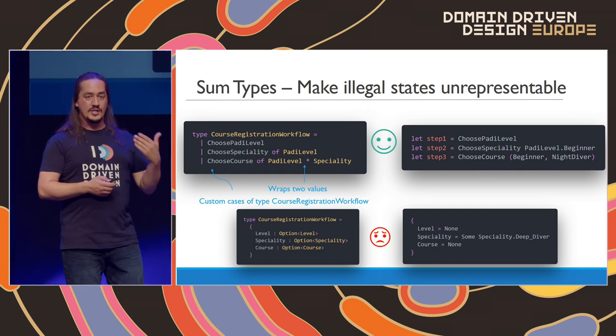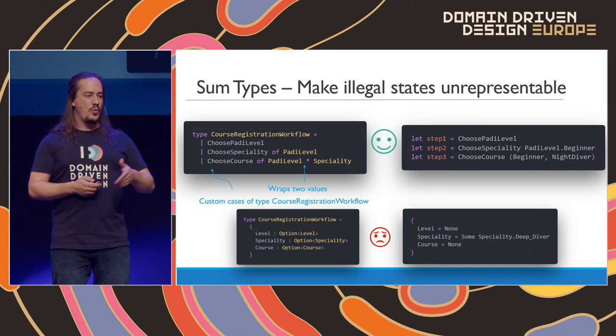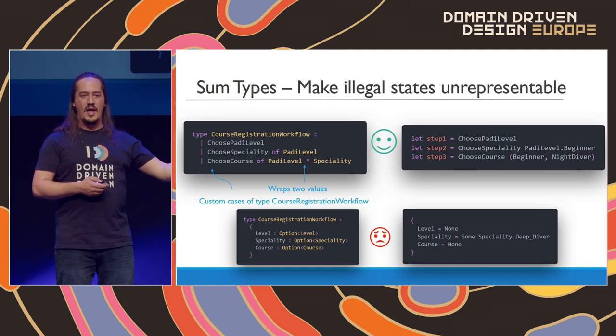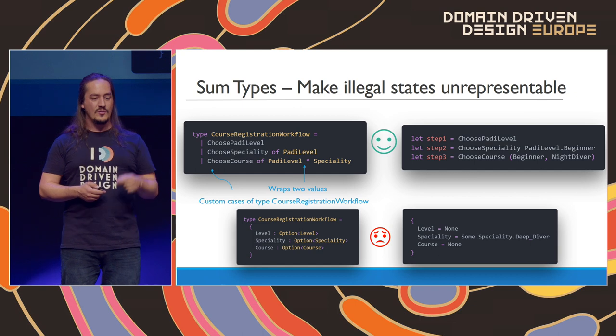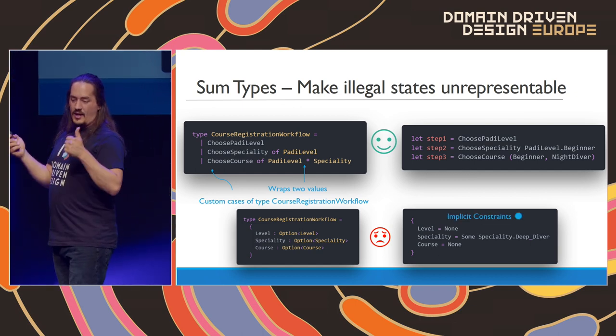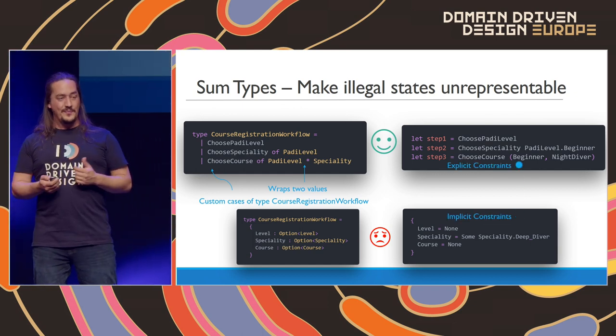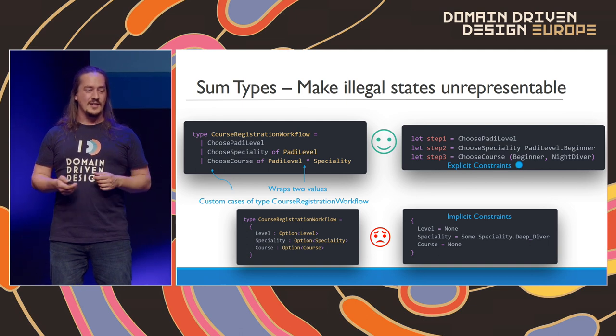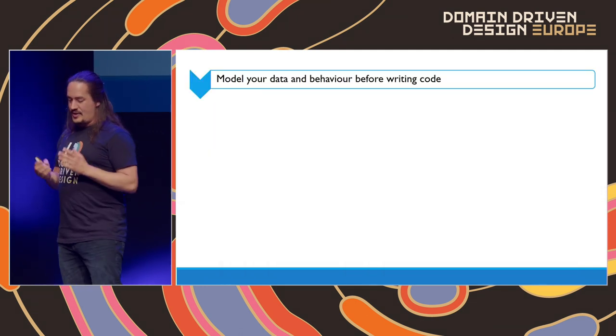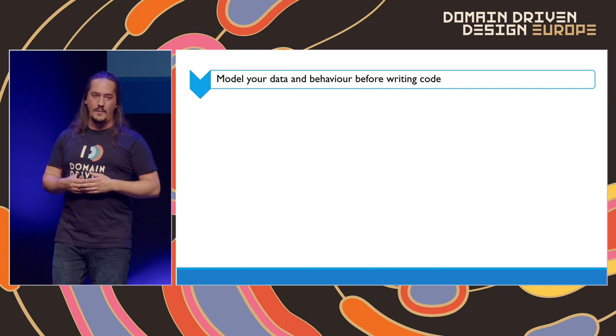So defining your steps even as types makes your workflow be an explicit type system, and then your type system works for you. It protects you from yourself. Instead of implicit constraints, we now have explicit constraints, which again is kind of the point of the talk. So this leads us to the conclusion.